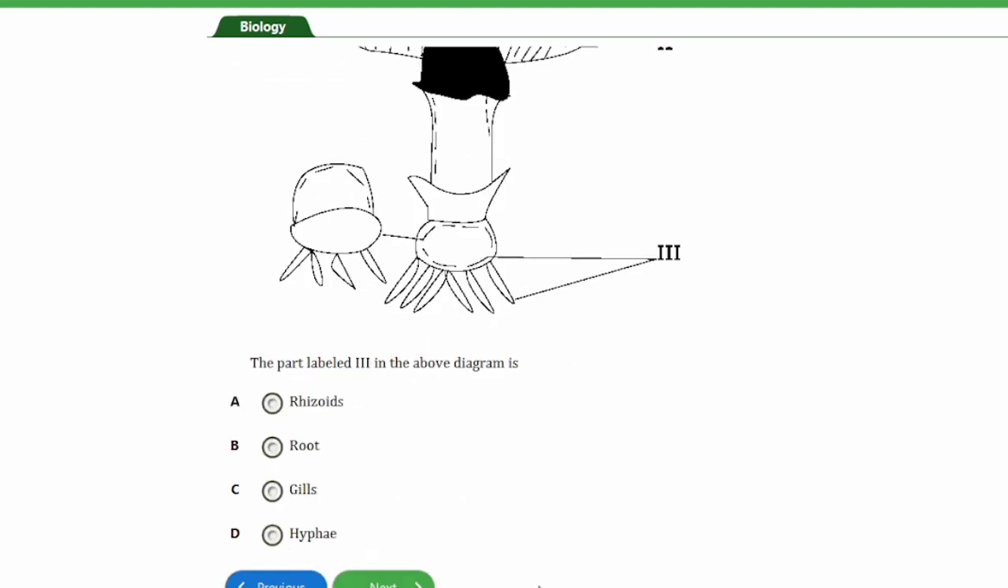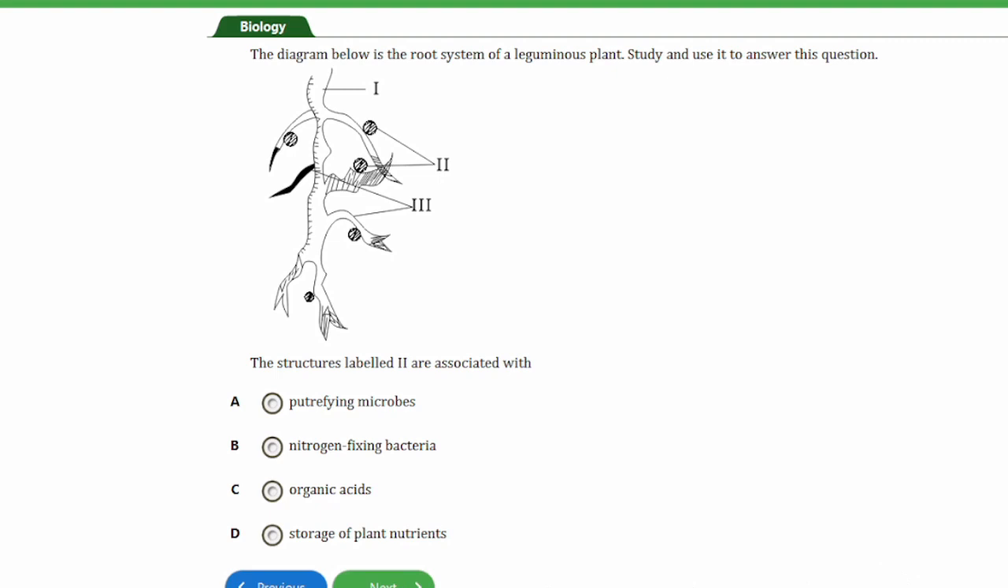We are almost coming to the end of this video, and here is the next question. Guys, we have a diagram here, and it looks like a mushroom. But let's see the question. The question says the part labeled III in the above diagram is A, rhizoid, B, root, C, gills, D, hyphae. So guys, the answer to this question here is option D, and that's the hyphae. So let's look at the next question, and that's question number 14 and the last.